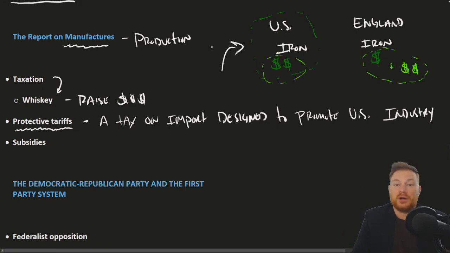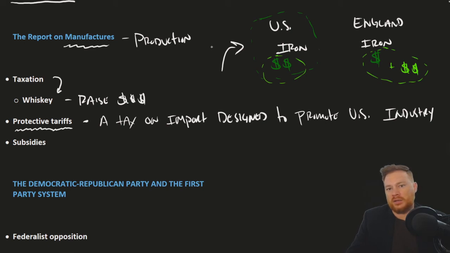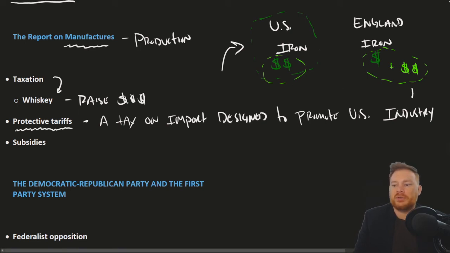And that's good for the American economy, because when American businesses do good, they can grow, they can hire more people, unemployment goes down, et cetera. So not only did it raise money in a sense that you could collect this $2 and store it for the national government, it was a way to promote or protect, right, protective tariffs, U.S. industries. Hamilton also wanted subsidies.